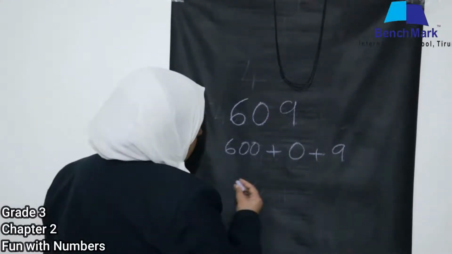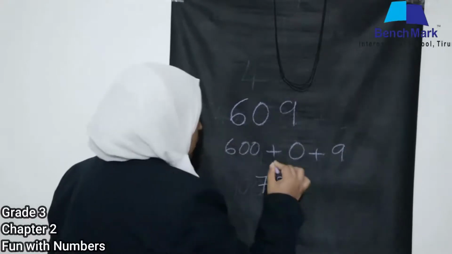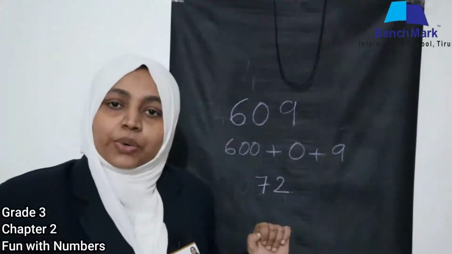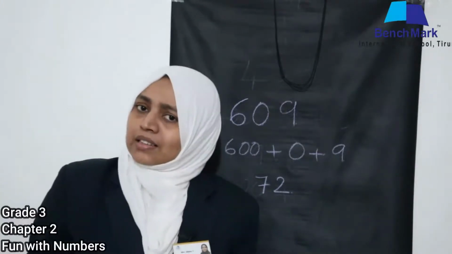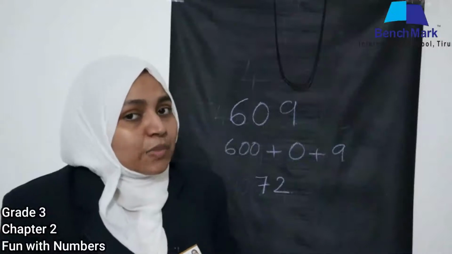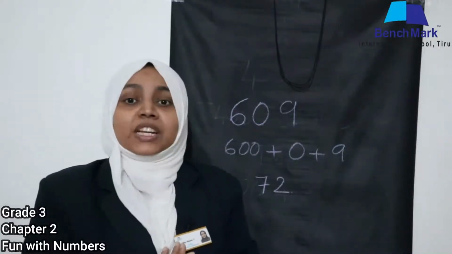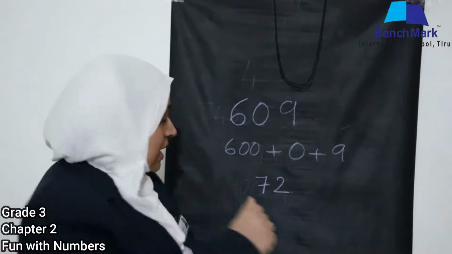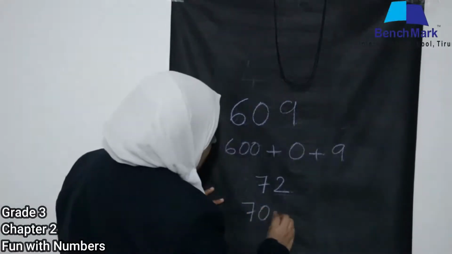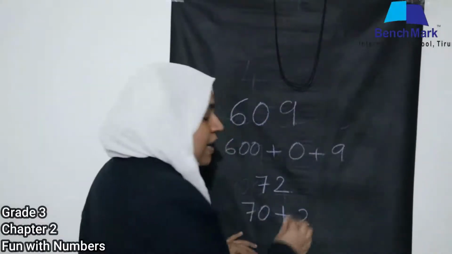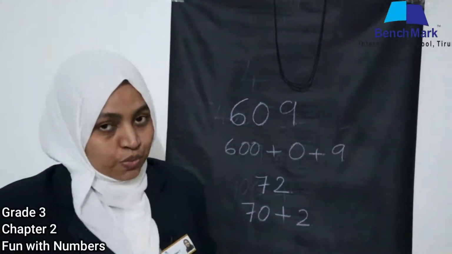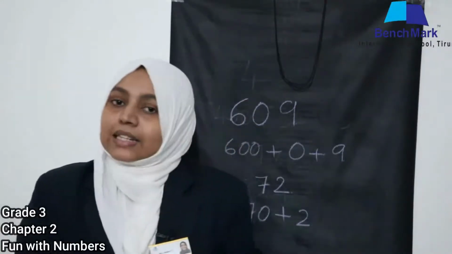If it is a 2-digit number like 72, how to expand this number? In hundreds place, nothing is there. In tens place, we have 7. That means 7 tens are there, that is 70. Plus how many ones? 2 ones. So 70 plus 2, 72. That is how to expand numbers. Okay, I think it is clear to you how to expand numbers.